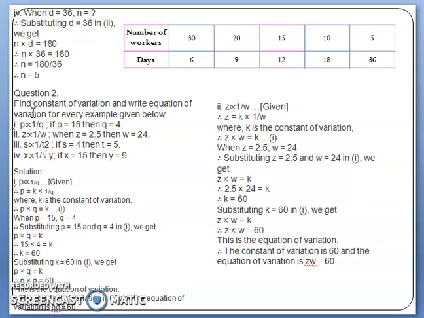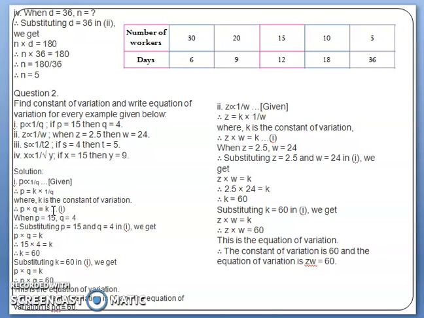Now come to the next question. Find the constant of variation and write the equation of variation for every example given below. The first one: p varies as 1 upon q, if p is equal to 15, then q equals 4. So p varies inversely as q, that means p is equal to k multiply 1 upon q, where k is the constant of variation.